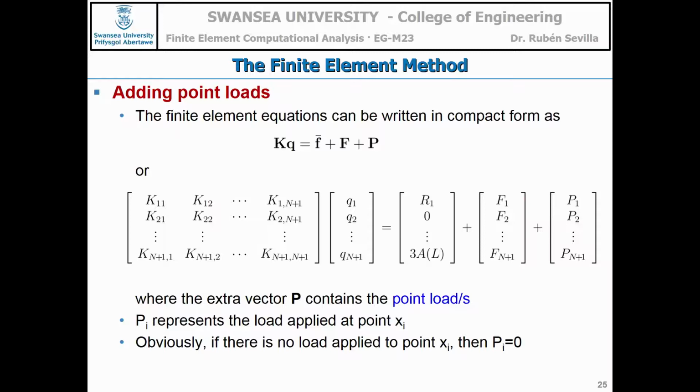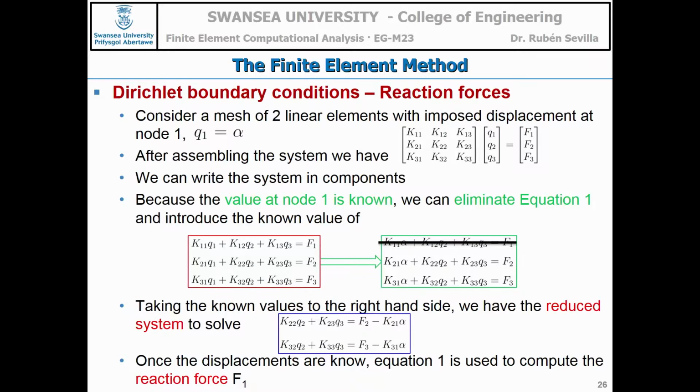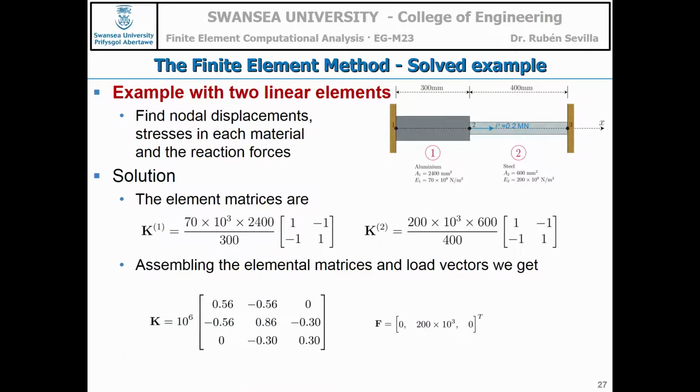Make sense? Example, you're looking at me like, what are you talking about? Let's look at an example which I'm going to revisit in a second. Imagine that you have two elements only, 3 nodes, and I have 0 displacement imposed in here, 0 displacement imposed in here also, right? But I have in the center point a point load. Yeah?